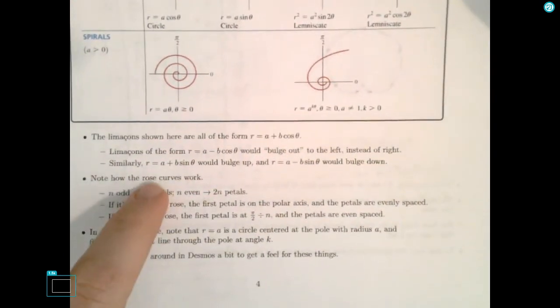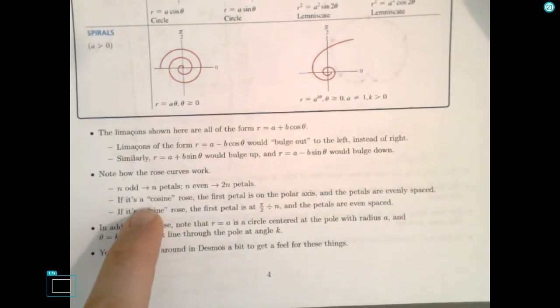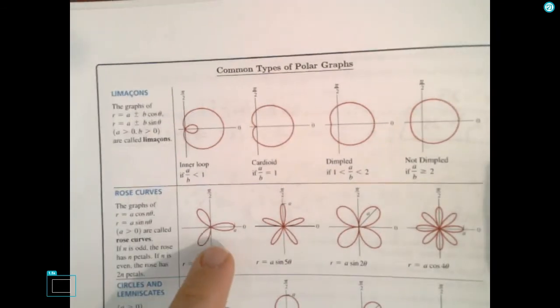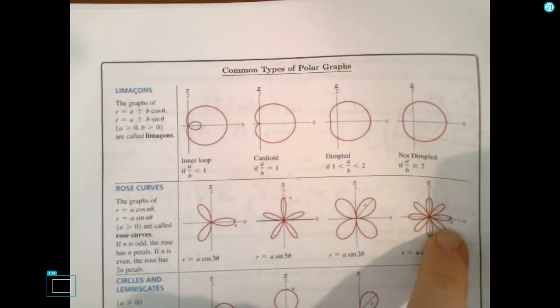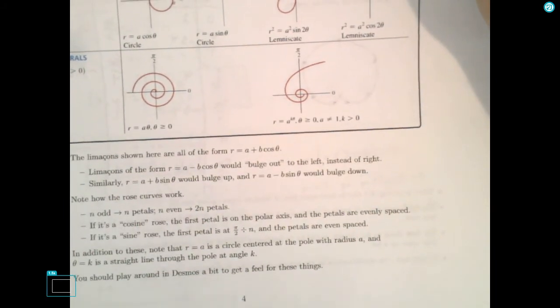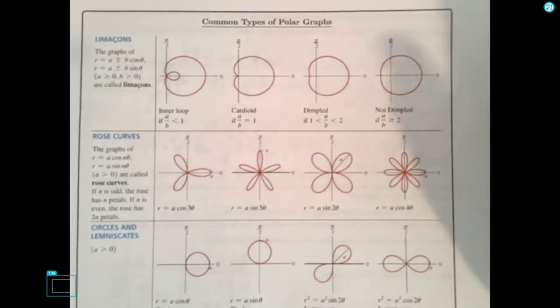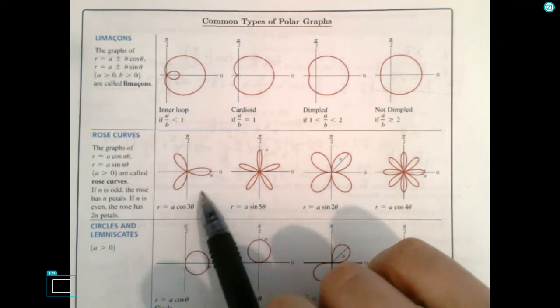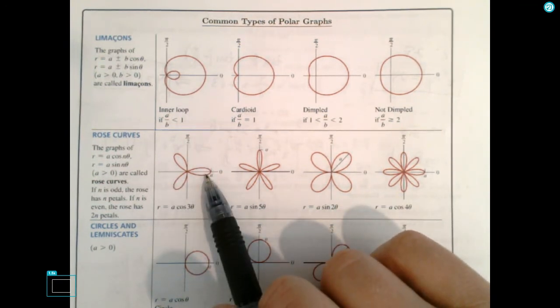Another thing to point out about how roses work is that if it's a cosine rose, then the first petal is on the polar axis, like this one and this one. Okay, so that first petal is right there on the polar axis. And then the rest of the petals are evenly spaced. So if you know that you have 3 petals, then you can say, well, to get all the way around the unit circle, I have 2 pi radians.